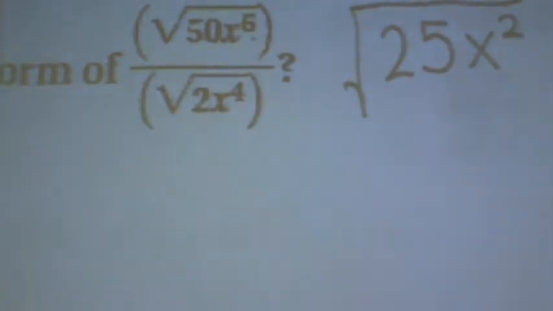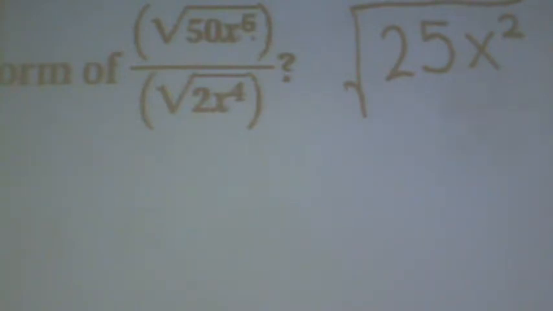Okay, so that's what I want you to say first. 2 goes into 50 how many times? 25. That's what I want you to say, 25. And then x to the 4 and x to the 6 is what? X squared. There you go. That's it? Yeah. But then you have to simplify that again. Now we're going to simplify that.